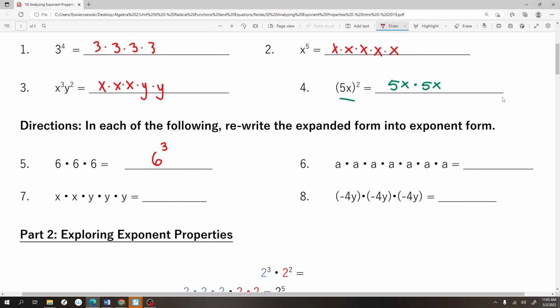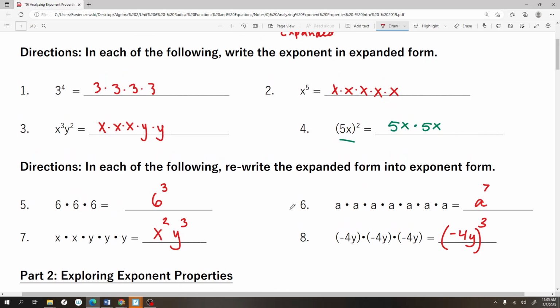But yeah, that's right. A times A times A times A times A times A times A. A to the 7th? A to the 7th. X times X, X squared. Y times Y times Y, Y to the 3rd. Here I have an expression being multiplied by itself 3 times. So, negative 4y in parentheses to the 3rd power. Okay, so that is a little review or recap about expanded form and exponent form.